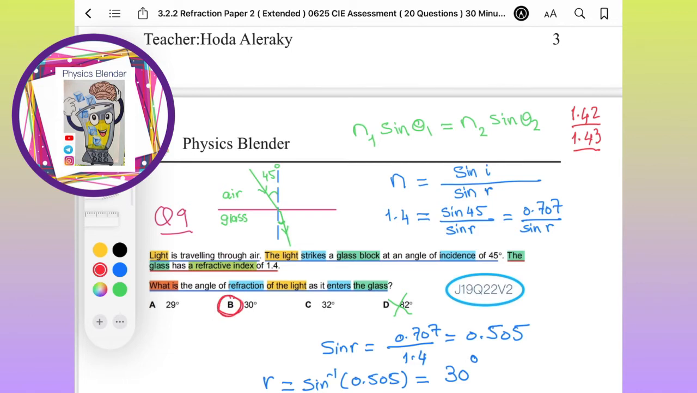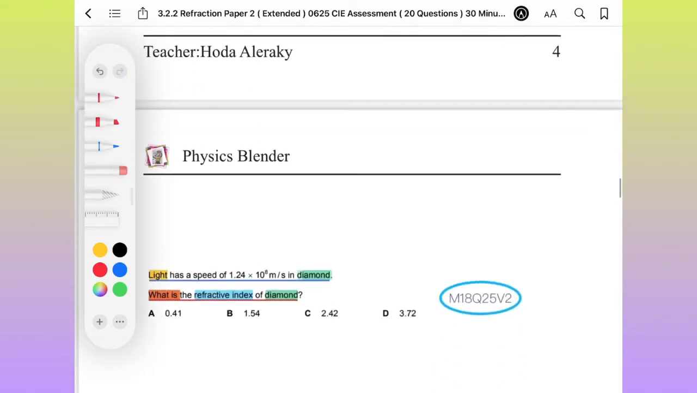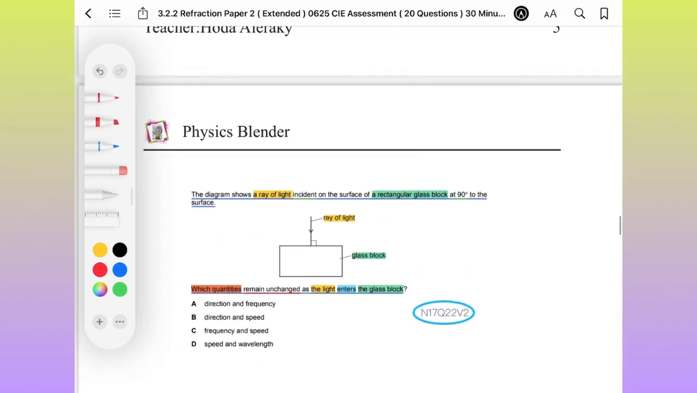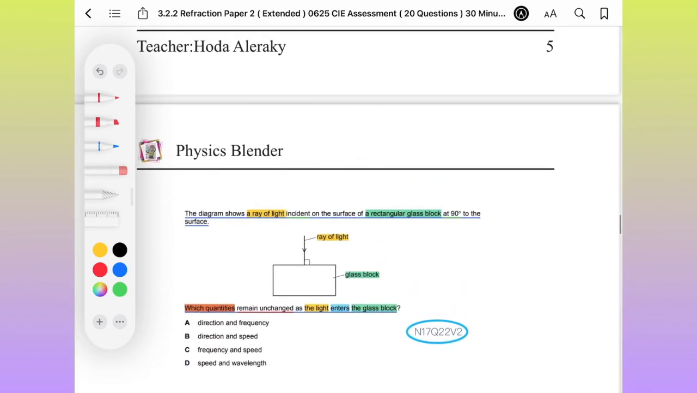The answer is B. I have to check also question 15, which is very important. So no need for this. I will move to question 15, this one. Question 15.